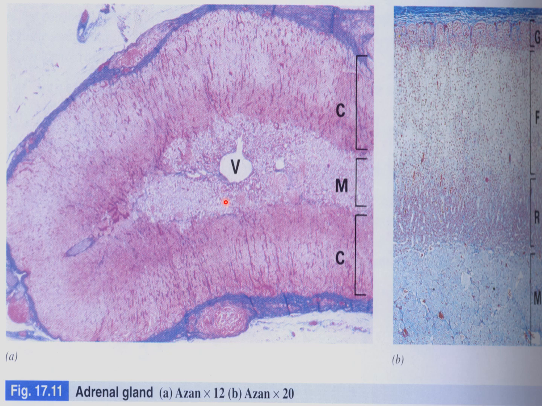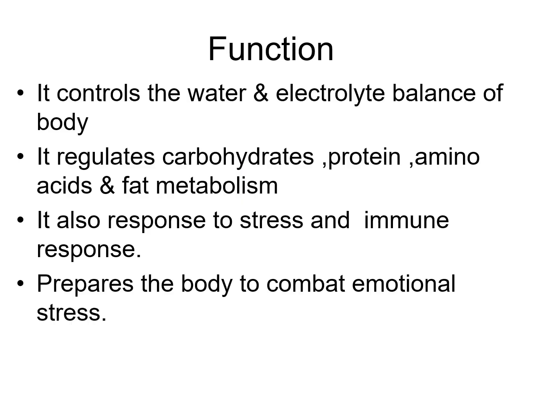When you take this panoramic view, this one at the center is the medulla, M means medulla, and this outer zone is the cortex. So the cortex has a capsular layer and this GFR, and these are the three layers of the cortex, and inner there is a medulla. Medulla contains the chromaffin cells and the ganglionic cells. So this is the histological appearance of this adrenal gland.